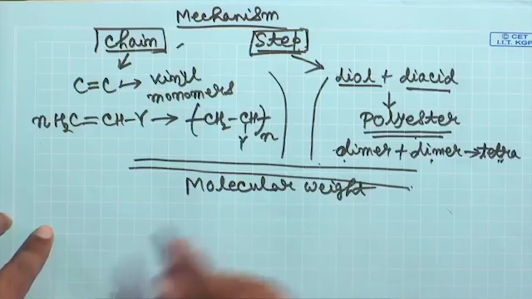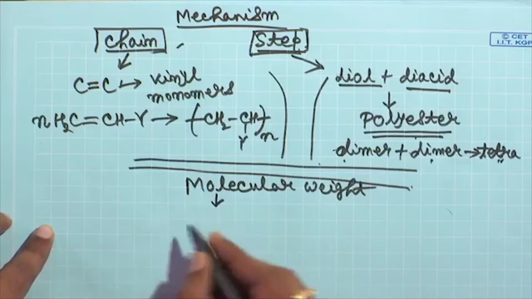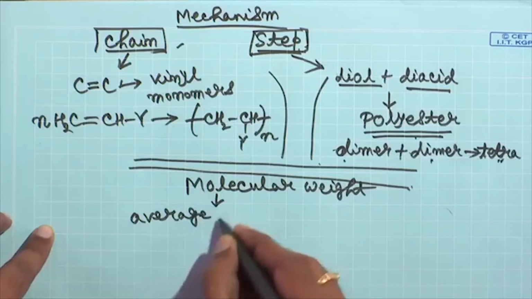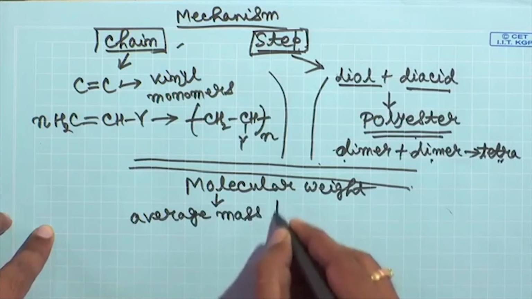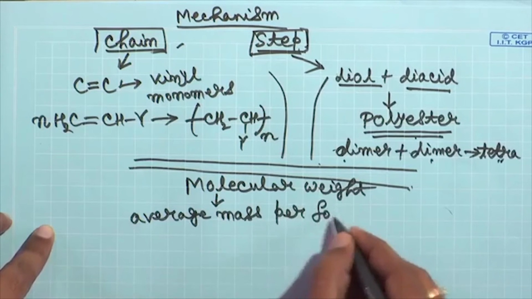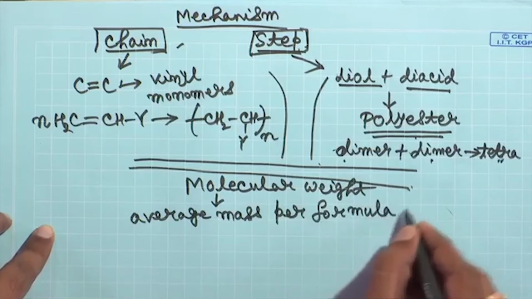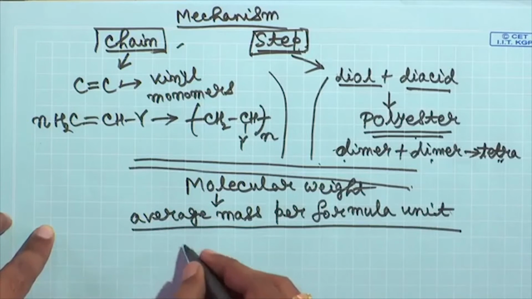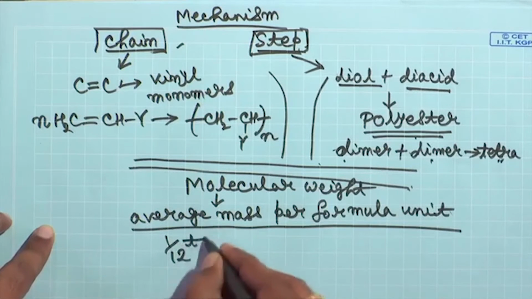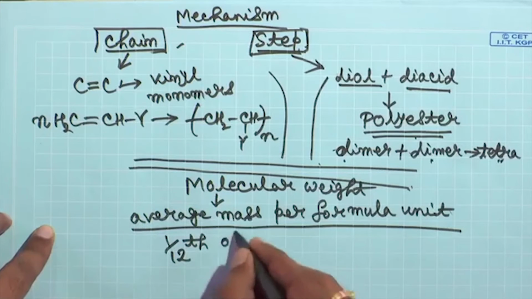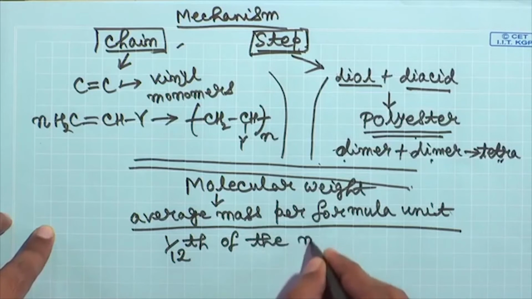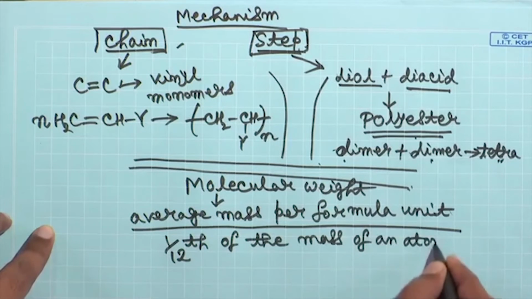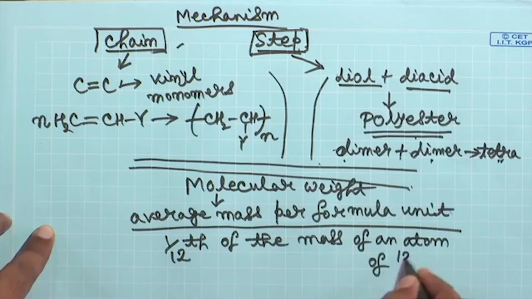So, molecular weight, by its very definition, is basically like this: average mass per formula unit divided by 1/12 of the mass of an atom of 12 C.